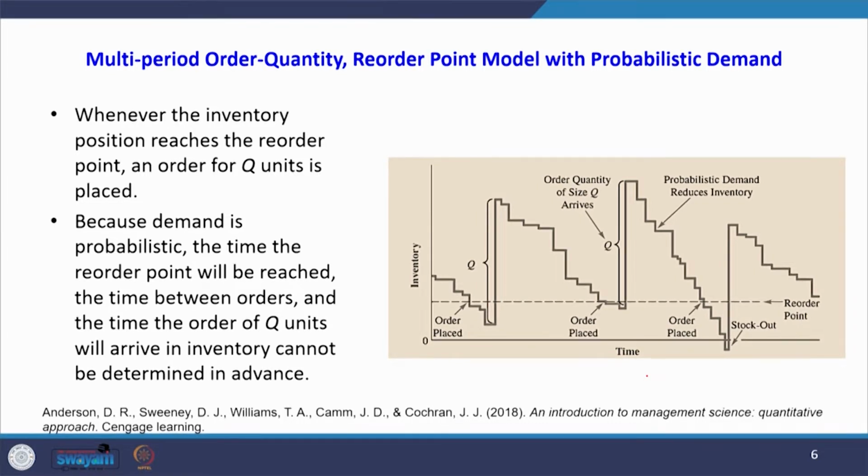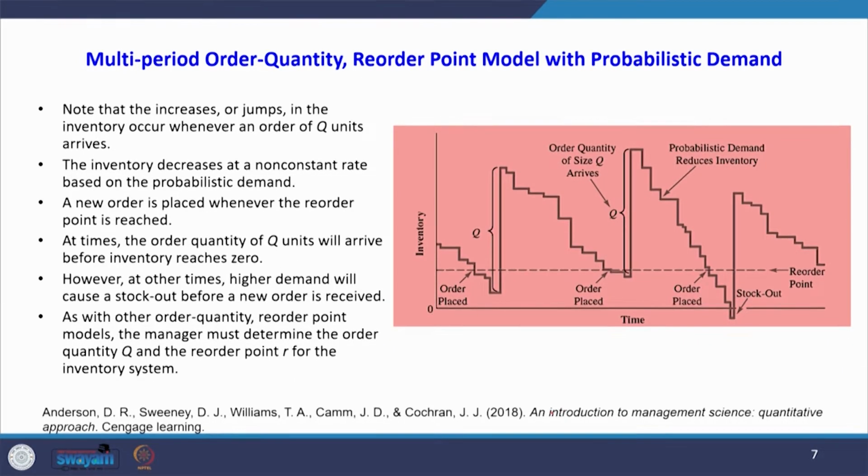So, whenever the inventory position reaches the reorder point, an order of Q units is placed. We are making this Q units order because the demand is probabilistic. The time the reorder point will be reached, the time between orders, and the time the order of Q units will arrive in inventory cannot be determined in advance. Since the demand is probabilistic, it is very difficult to say these things. They cannot be clearly predicted in advance because the demand is probabilistic, uncertain.